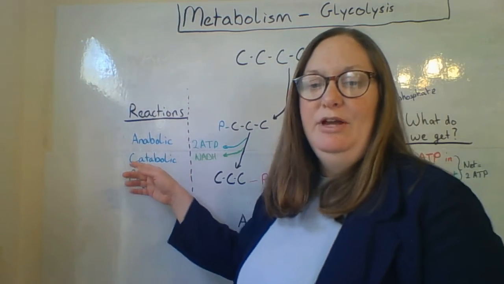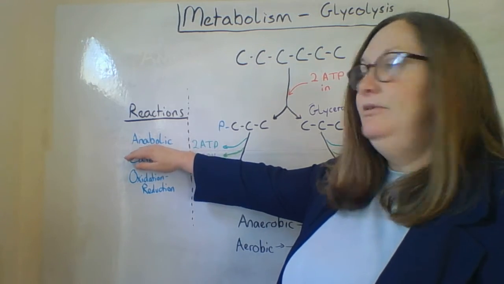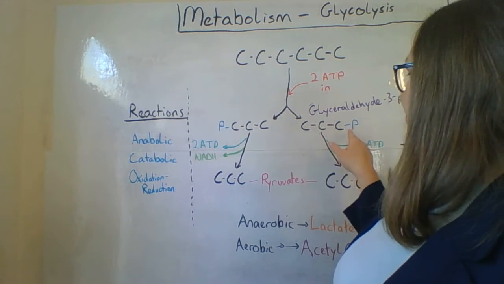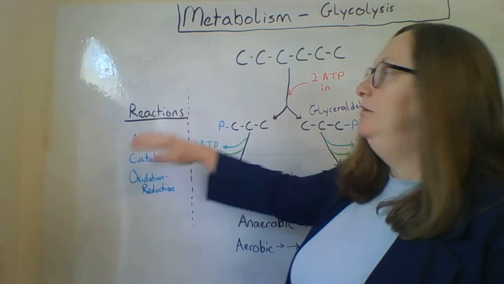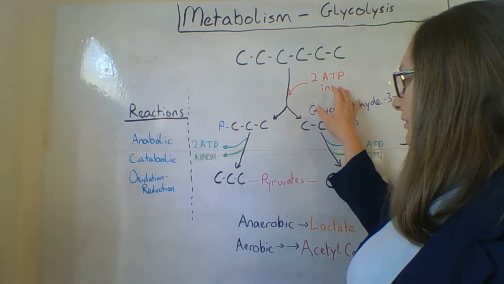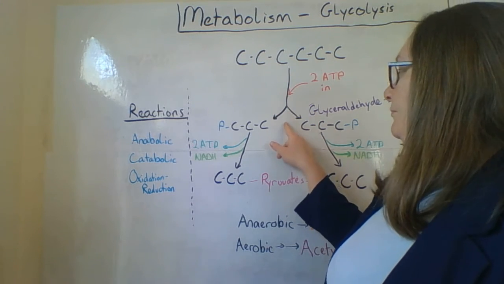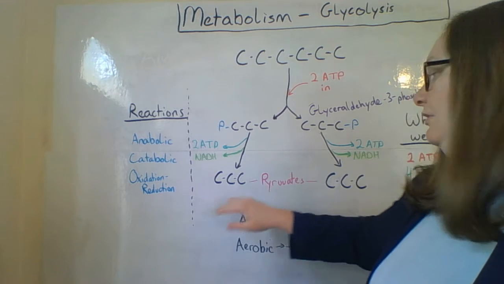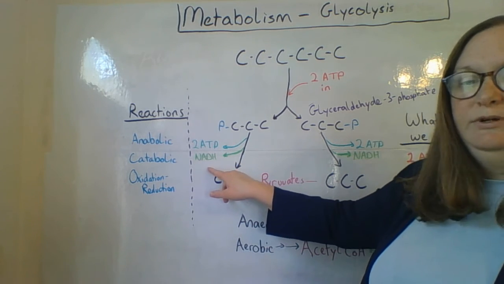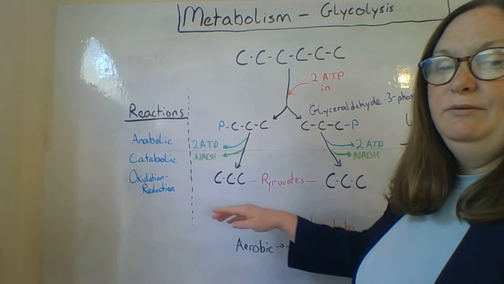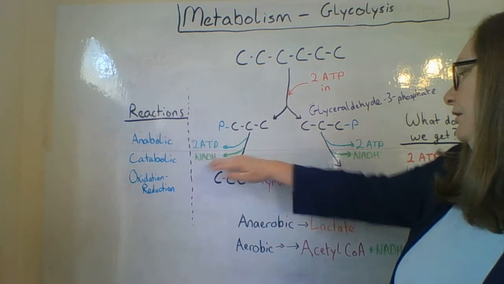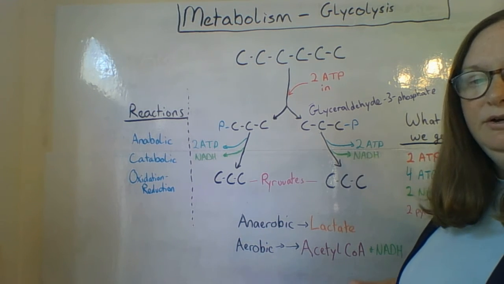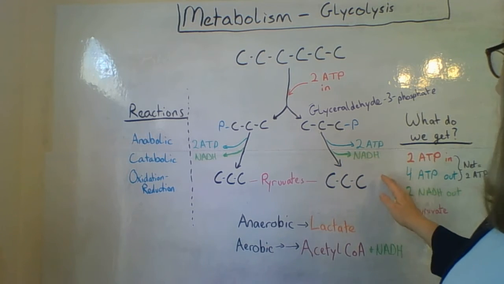So I also want to talk about what type of reactions we saw here. We had anabolic reactions. We took the 2 ATPs and we added a phosphate to each of these, anabolic. We had catabolic. We broke down the ATP, and we also broke the glucose in half. We also had oxidation reduction. NAD plus was reduced to become NADH. Here, 3 times here. So 3 of the types of reactions that we talked about earlier, we're now seeing here in glycolysis.